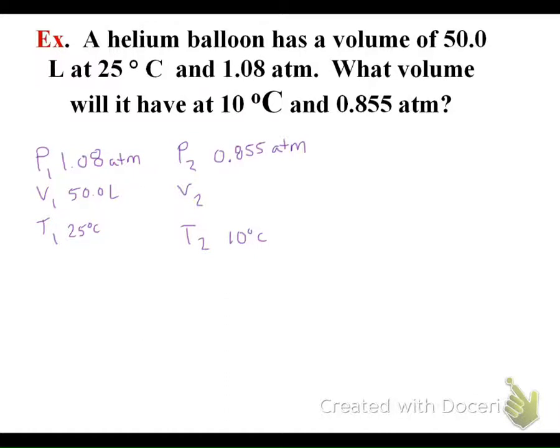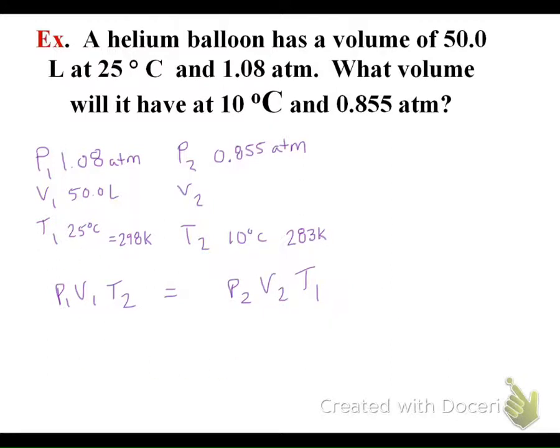Before I move on, I need to remember that with any of these things I need to have temperature in Kelvin. So now I know that T1 is 298 Kelvin, and I know that T2 is 283 Kelvin. So P1 V1 T2 equals P2 V2 T1. Again, watch your 1s and 2s. Okay, write out your variable equation here and then plug in your numbers underneath.